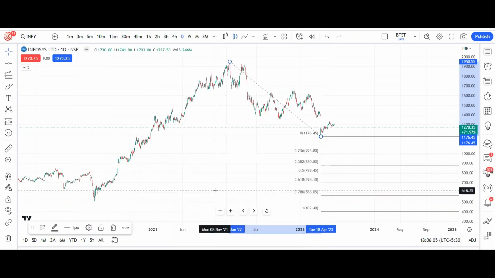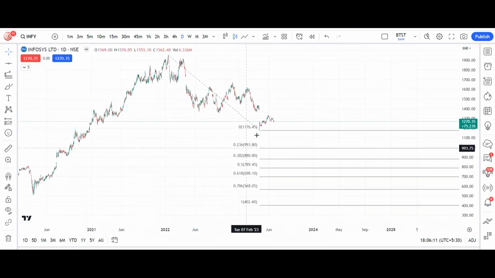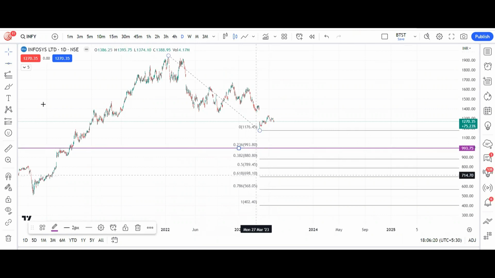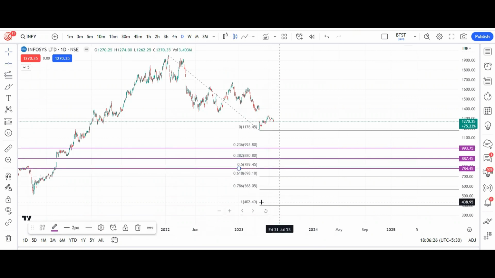Okay, now you see it gives you extension. Now what is this extension? The concept here is that if it falls further below, then how far can it fall? So again we mark the targets. This is where it can fall. It can come to here. It can come to here. So like this, we can know if it has to fall, what are the levels? If it has to rise from here, then what are the levels?